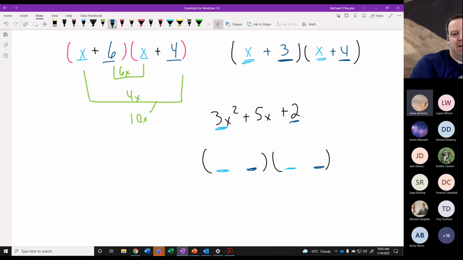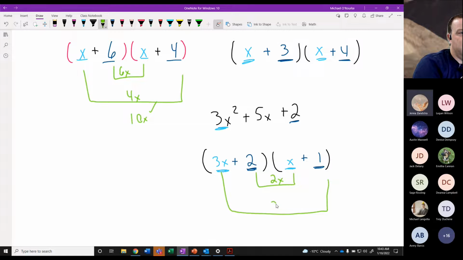What do we have? 3x plus 2, x plus 1. That is correct. 3x and x make this. And then 2 times 1. Oh, Sam, we forgot the 2. 2 and 1. And we can check it: that equals 2x, that equals 3x, and those add up to make 5x.